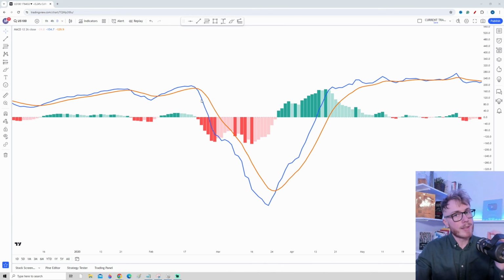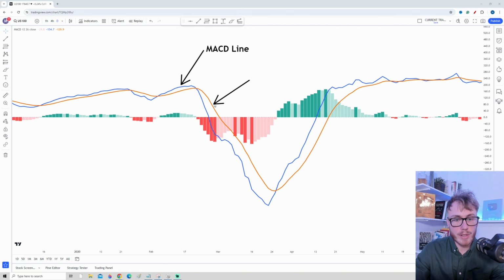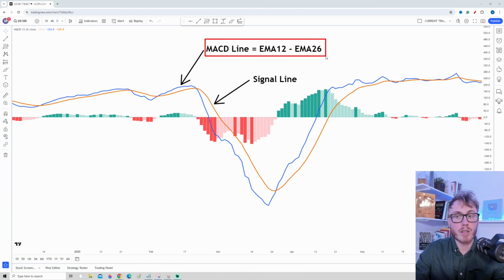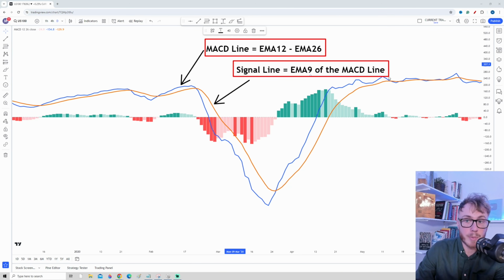Alright, so first of all, the MACD indicator consists of two lines. We have the blue line right here, which is the MACD line, and we have the orange line right here, which is called the signal line. And now you may of course wonder, how are these lines related to moving averages? Well, the MACD line is actually equal to a 12 period exponential moving average minus a 26 period exponential moving average. While the signal line is a 9 period exponential moving average of the MACD line itself. So this orange line right here is basically an average of the blue line.